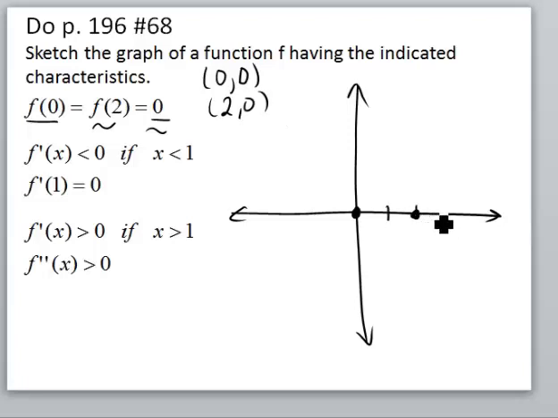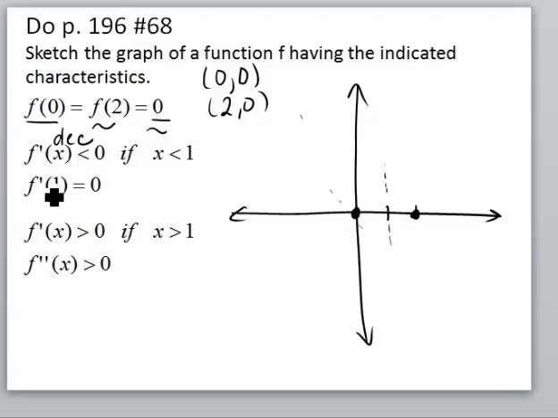Continuing on here, it says that the first derivative is less than 0. We know that means it's decreasing when x is less than 1. So right here at 1, I know that my function is decreasing. Up till 1, I'm just going to put this little dotted line here. Up till 1, I know that it's decreasing. It's going down some way, shape, or form.